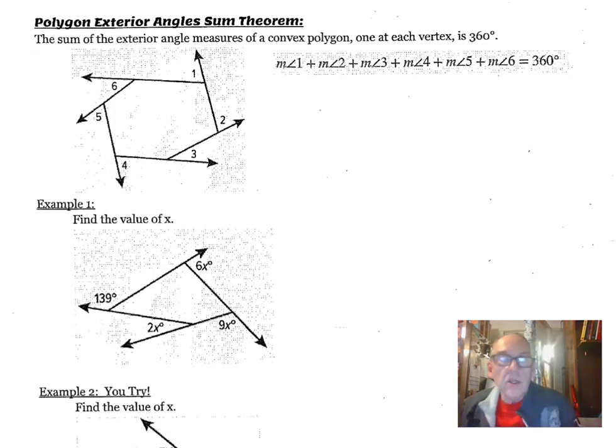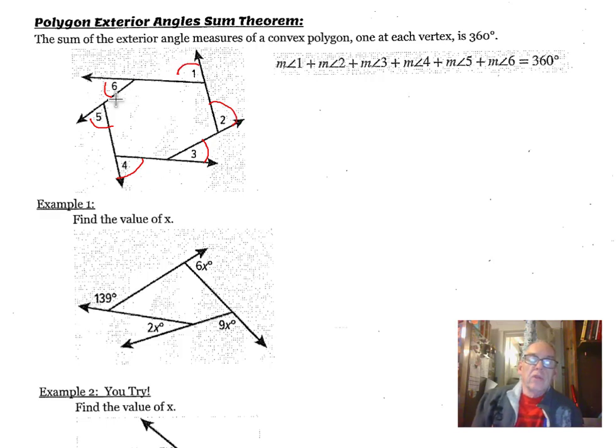Okay, so the other part that we need to learn is this polygon exterior angle theorem. And it turns out that the sum of the exterior angles, one at each vertex. Now notice this pinwheel pattern here. We're going in a counterclockwise direction. So angle 1, we extend that side. Extend this side, we got angle 6. Extend this side, we got angle 5. Extend angle 4. So we're always going in the same direction. And extend that, we got angle 2.